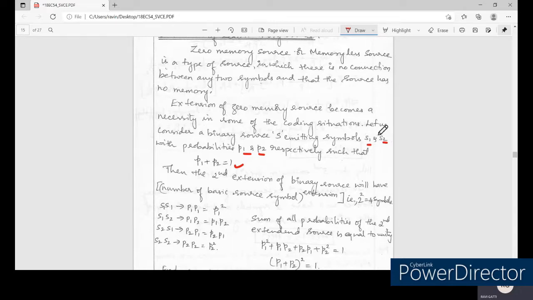Now we want to extend it. For the second extension, how many symbols will we have? We calculate using this formula: the number of basic source symbols raised to the extension value. Initially we had 2 source symbols, and we are going for the second extension. So 2 power 2 is nothing but 4 symbols you'll be getting.